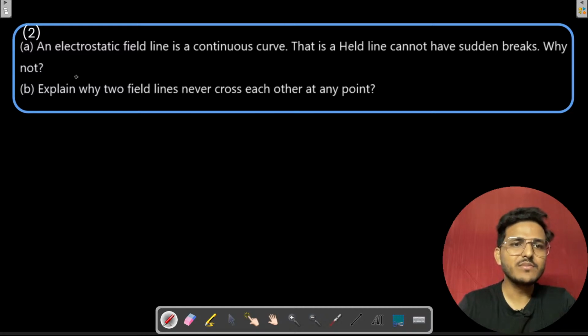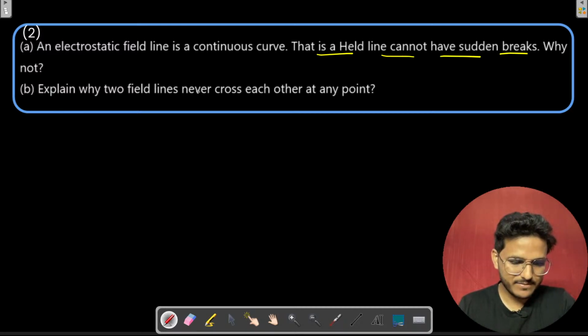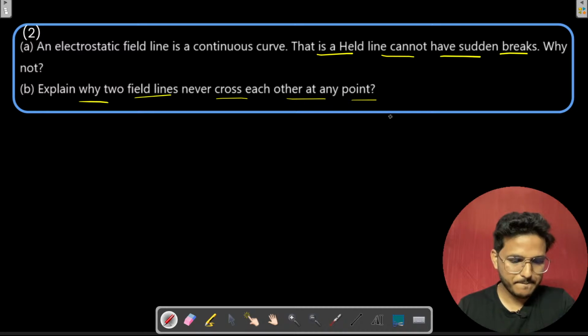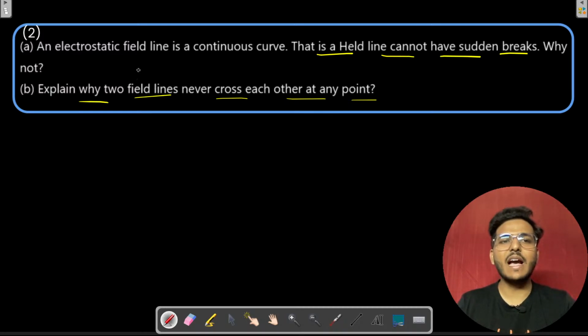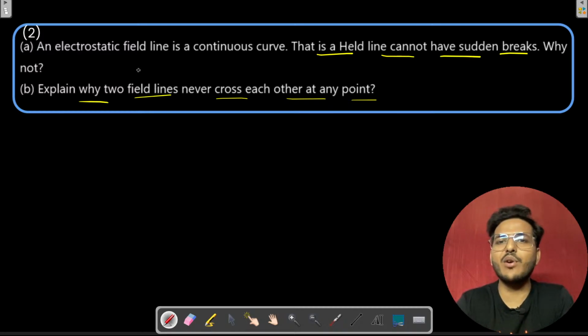Next: an electrostatic field line is a continuous curve, that is, a field line cannot have sudden breaks. Why not? And second one, explain why two field lines never cross each other at any point. So first question: electrostatic field lines are continuous curves and cannot have sudden breaks. Why is that?